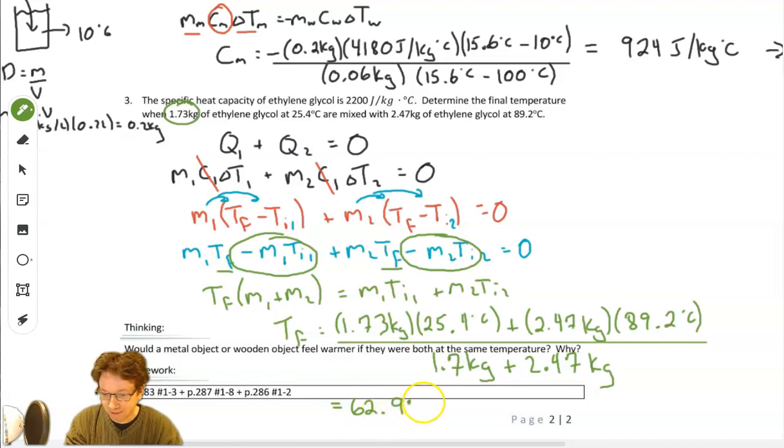62.9 degrees Celsius. And this makes sense, right? The ethylene glycol that started off at 89 cooled to 62. And the other one that started at 25 heated to 62. So it's a temperature in between the two. If you were to get a temperature greater or less than both of them, energy is not conserved, you know you did something wrong. So it's a good way to check your answer.